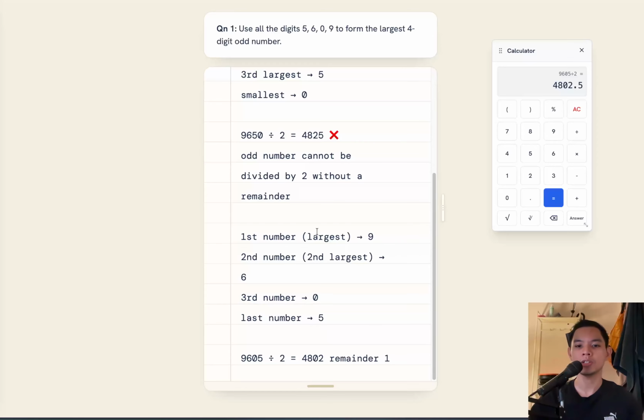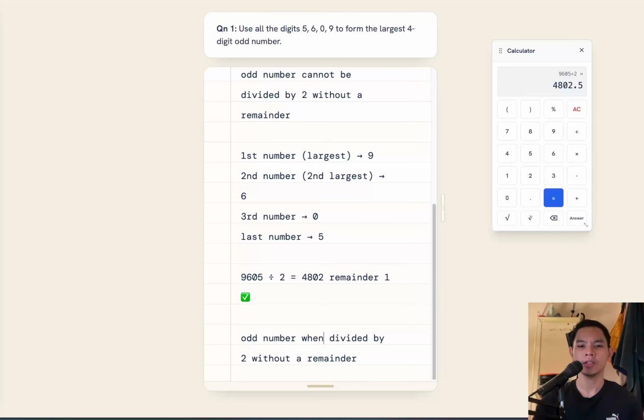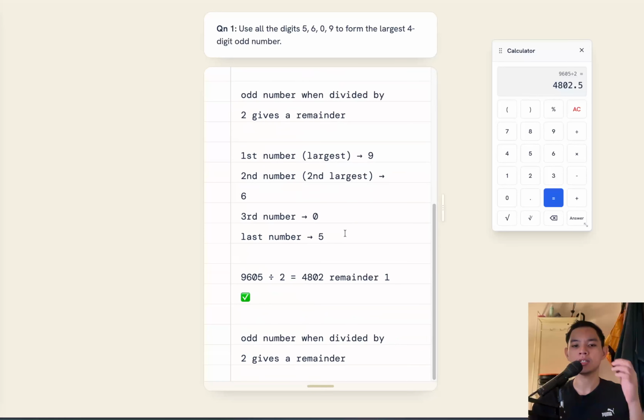Okay. So in this case, this is correct, because an odd number when divided by 2 gives a remainder. So that's why we just swapped the 2 digits earlier. So the answer is 9605.